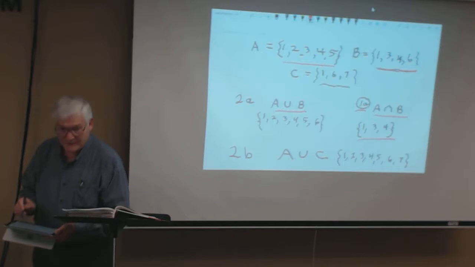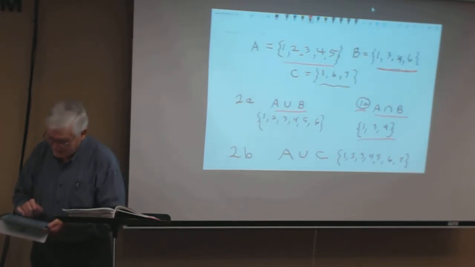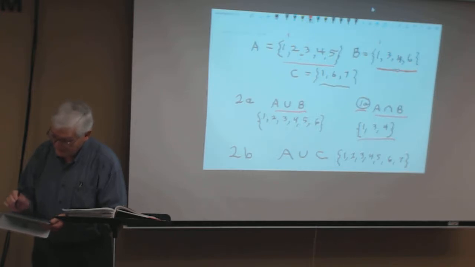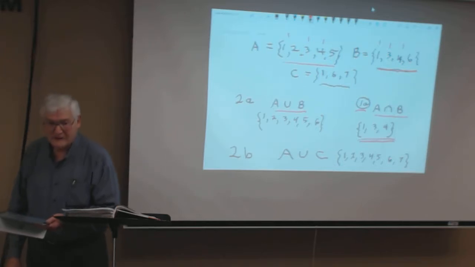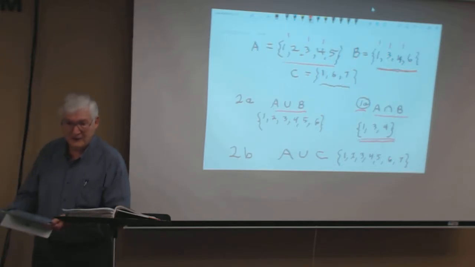So what intersect means, union means you put the two sets together. Intersection means what do they have in common? So what's in A that's also in B? Let's see, there's a 1 and a 3 and a 4. You follow me? There's no 2 in both of them, and there's no 5 in both of them, and there's no 6 in both of them. So the intersection is 1, 3, 4. Everybody follow that process?